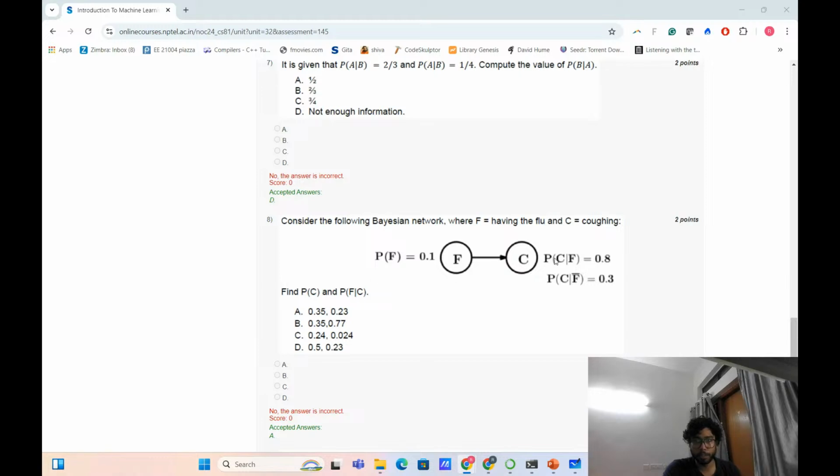Similarly here you see P of C given F, P of C given F bar, P of F is given. Find P of C. So P of C would be P of C given F times P of F plus P of C given F bar times P of F bar. So 0.8 times P of F, which is 0.1, plus 0.3 times 0.9. And P of F given C, you apply Bayes theorem. P of F given C is P of C given F times P of F divided by P of C.